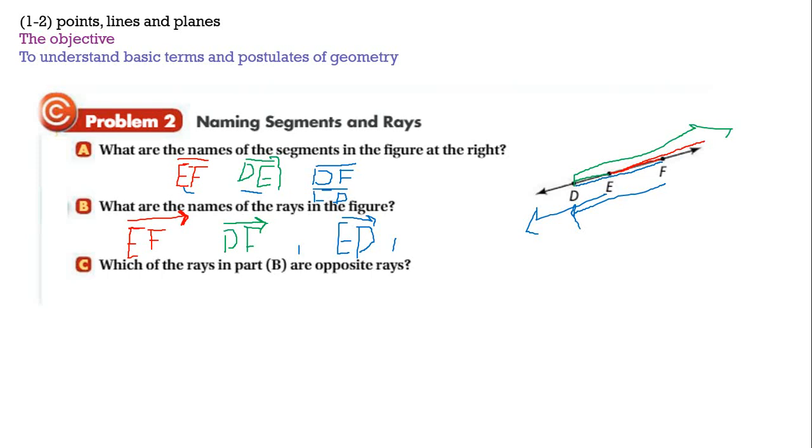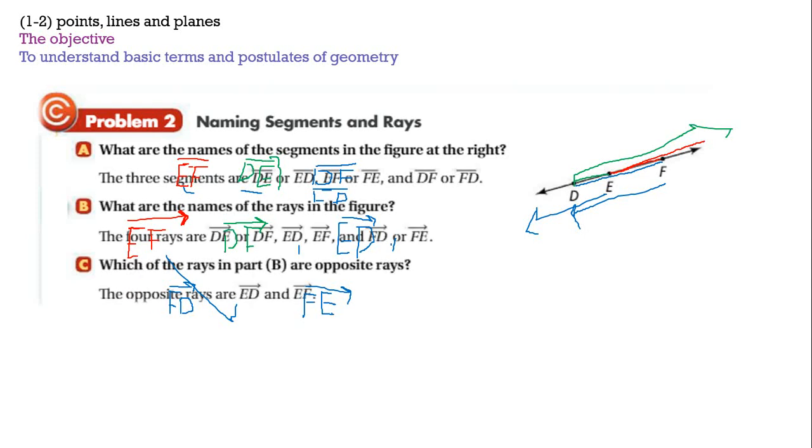So you can also write it. Which of the rays in part B are opposite rays? So we have DF, the opposite for it is FD. EF, the opposite for it is FE. That's it. You can say also for ED, there is no opposite for this one.